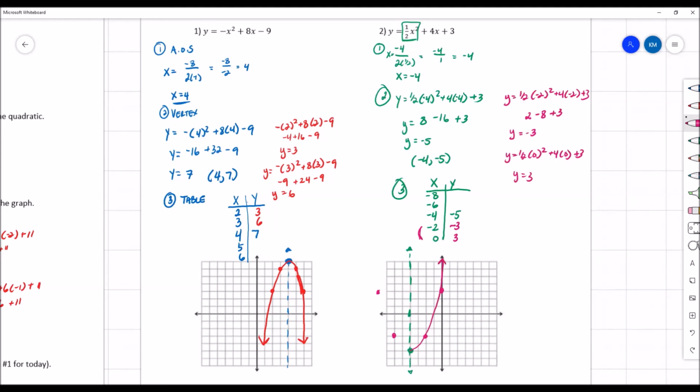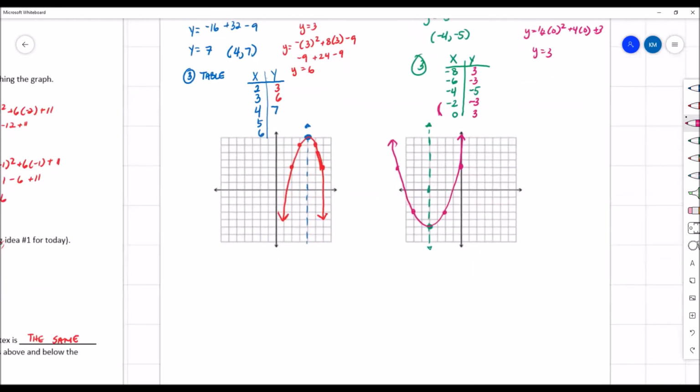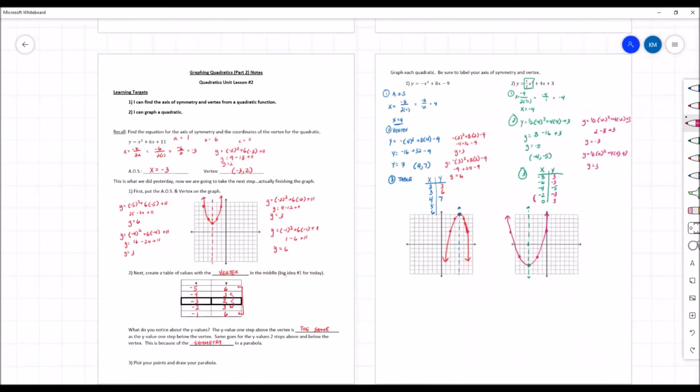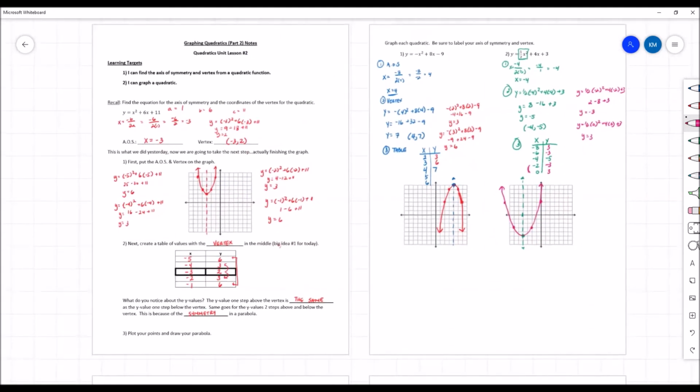It opens up because the a value is positive, so we should feel good about ourselves that it follows that. And it's symmetrical, so we should feel good. And so there we go, there's graphing quadratics. We added to finding the axis of symmetry and the vertex, making our table, and choosing our values around there, and we were able to complete that process today. All right, see you.